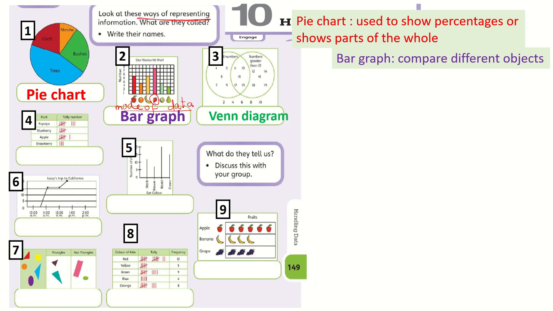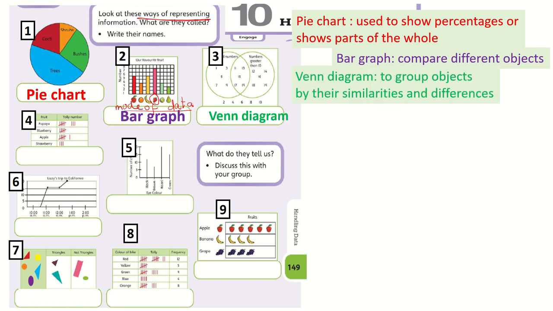Next picture is Venn diagram. This is used for differences and similarities. In the given example, you can see odd numbers, numbers greater than 10, and among all the numbers that are given. But if you look at the center, these numbers are odd and these are greater than 10. So this Venn diagram helps you to differentiate or group the objects or things with similarities, with differences, and some have both the qualities. Okay.